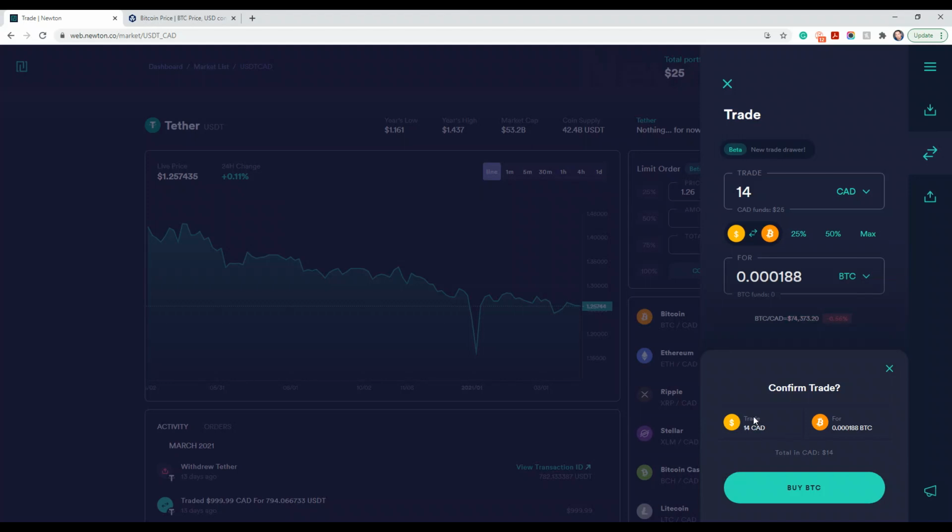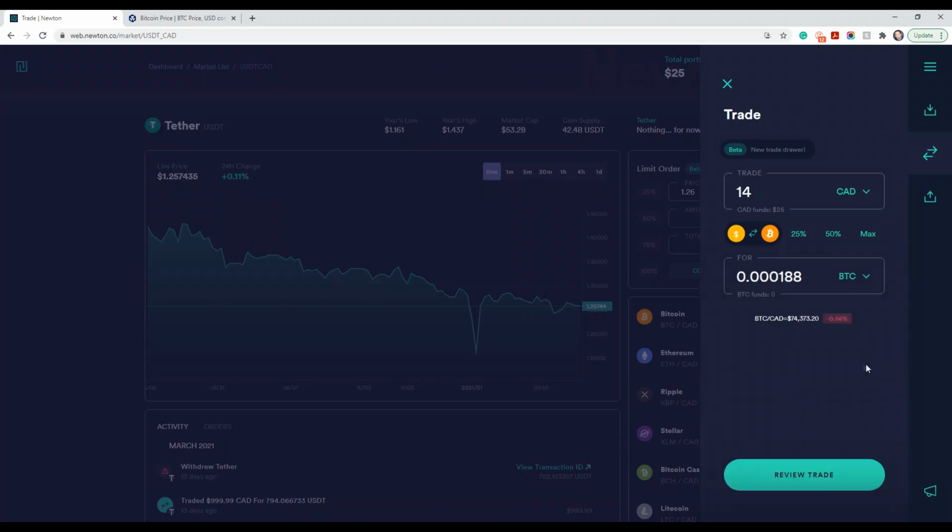The good thing about Newton is that the fees are rather low. They're included in the trade cost. So I think it's usually between 0.1 to 0.5% of fees of whatever you're spending. So they're quite low and they're included in the trade.